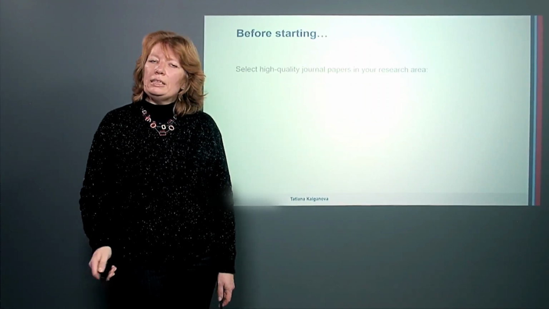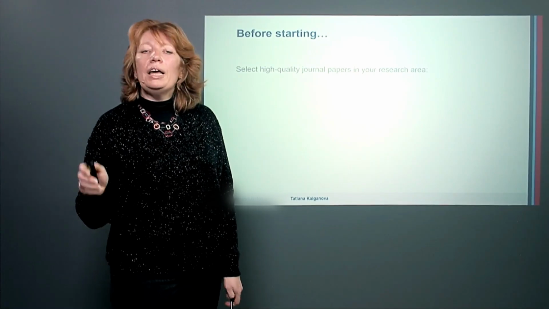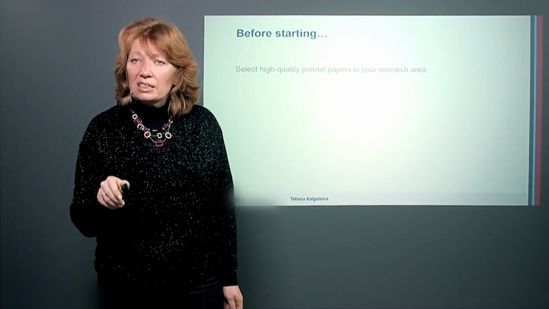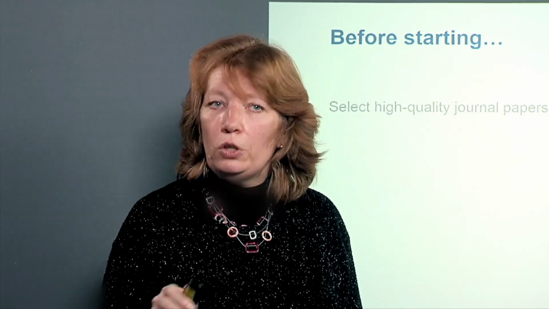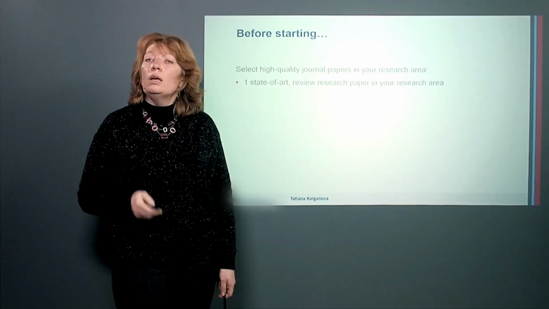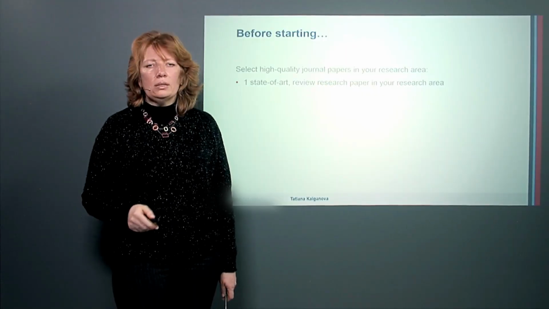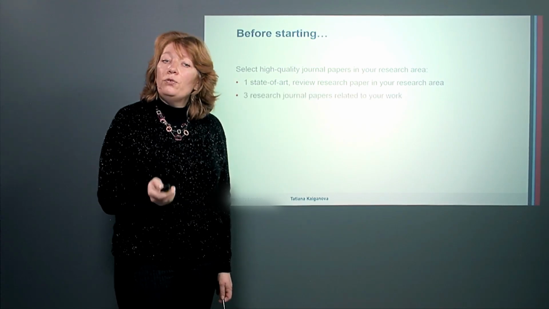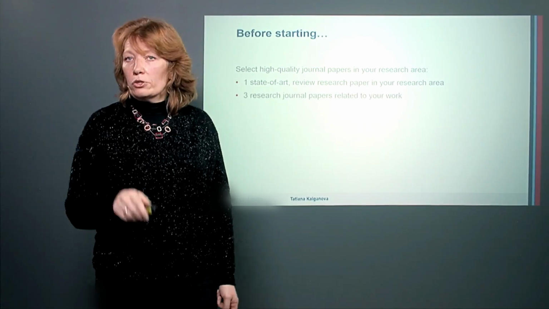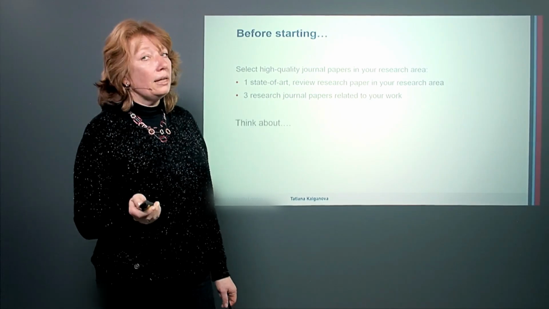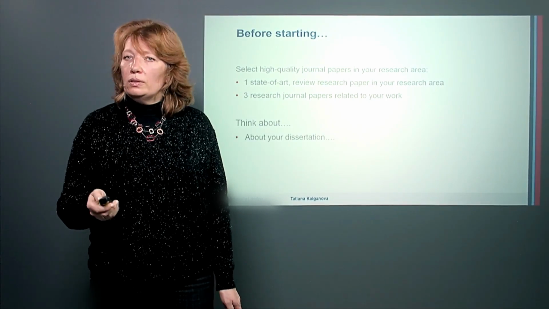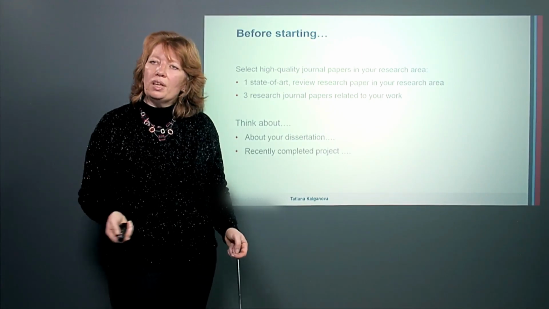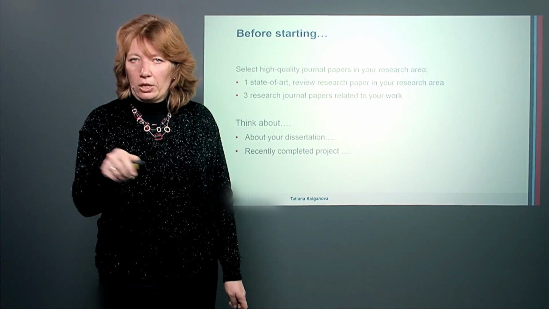Before starting, as usual, we are looking only at high-quality journal papers. Remember, we are trying to learn from the best possible examples we have in your research area. You will have in front of you one state-of-the-art or review paper in your research area. You will have 3 journal research papers related to your work. And think about your dissertation or recently completed project. We will be looking at the analysis of all of these for these particular cases.